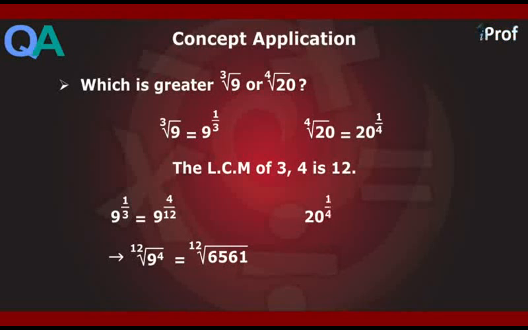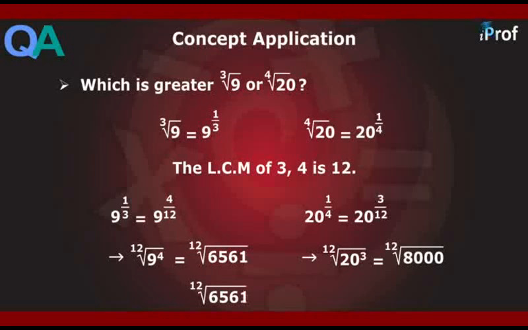And so, 20 raised to the power 1 by 4 can be written as 20 raised to the power 3 by 12, which gives the 12th root of 20 raised to the power 3, which equals the 12th root of 8000. Therefore, the 12th root of 6561 is less than the 12th root of 8000.